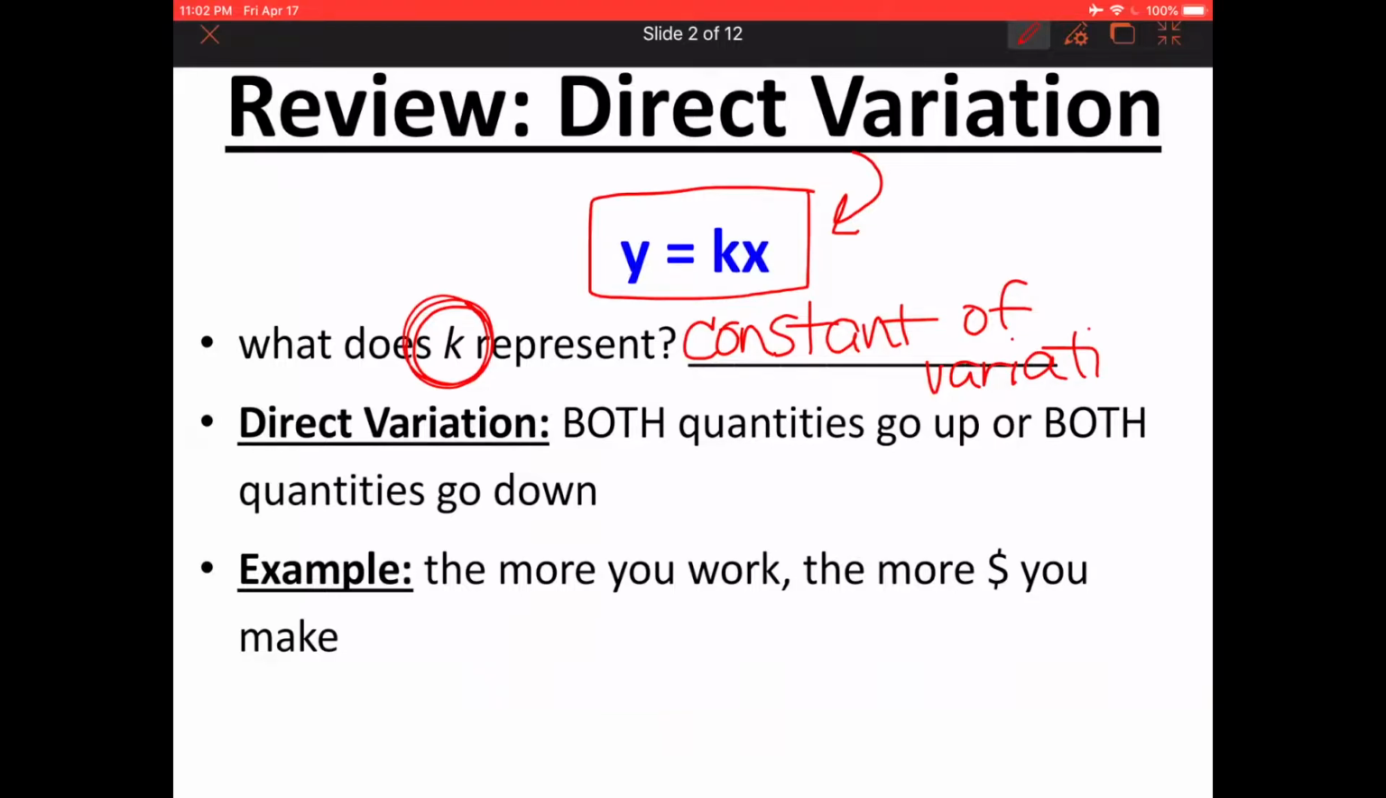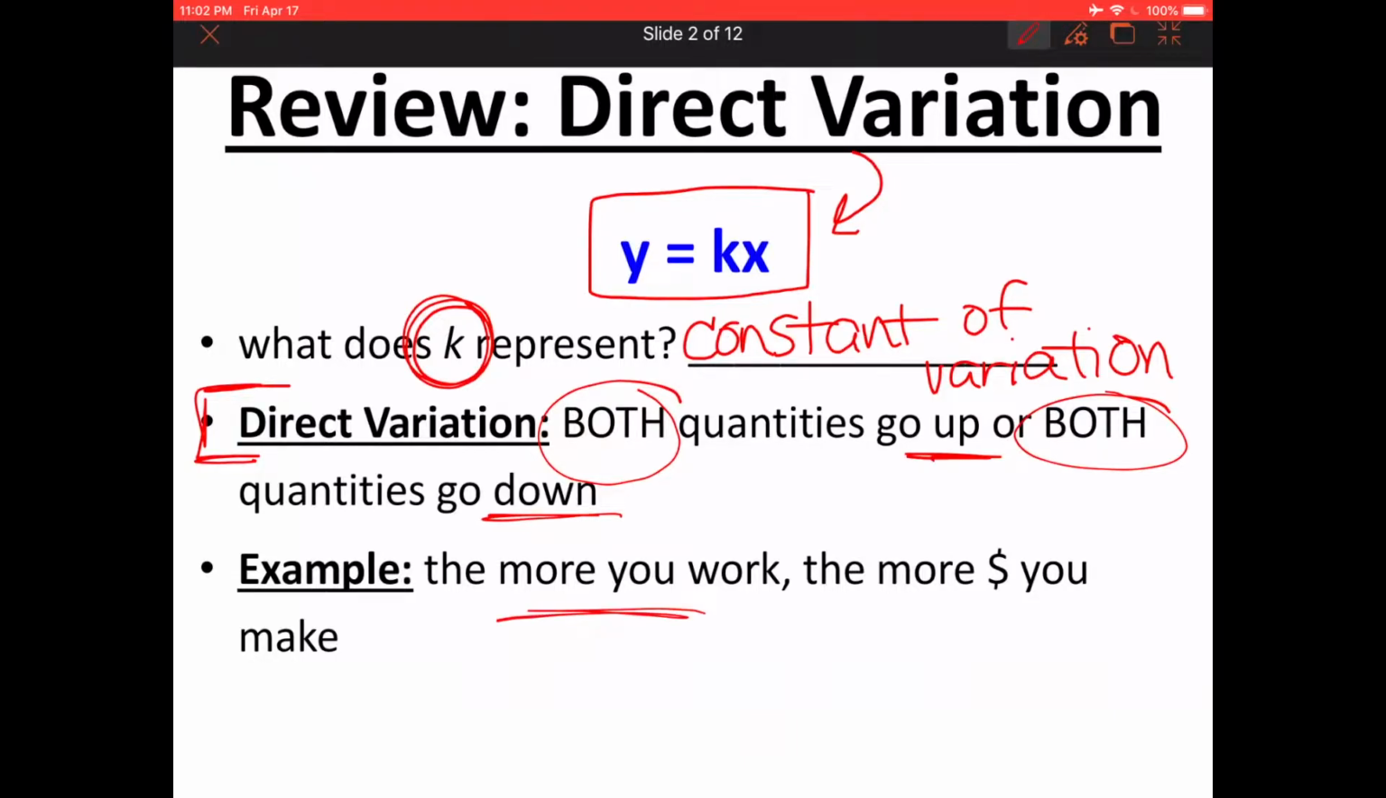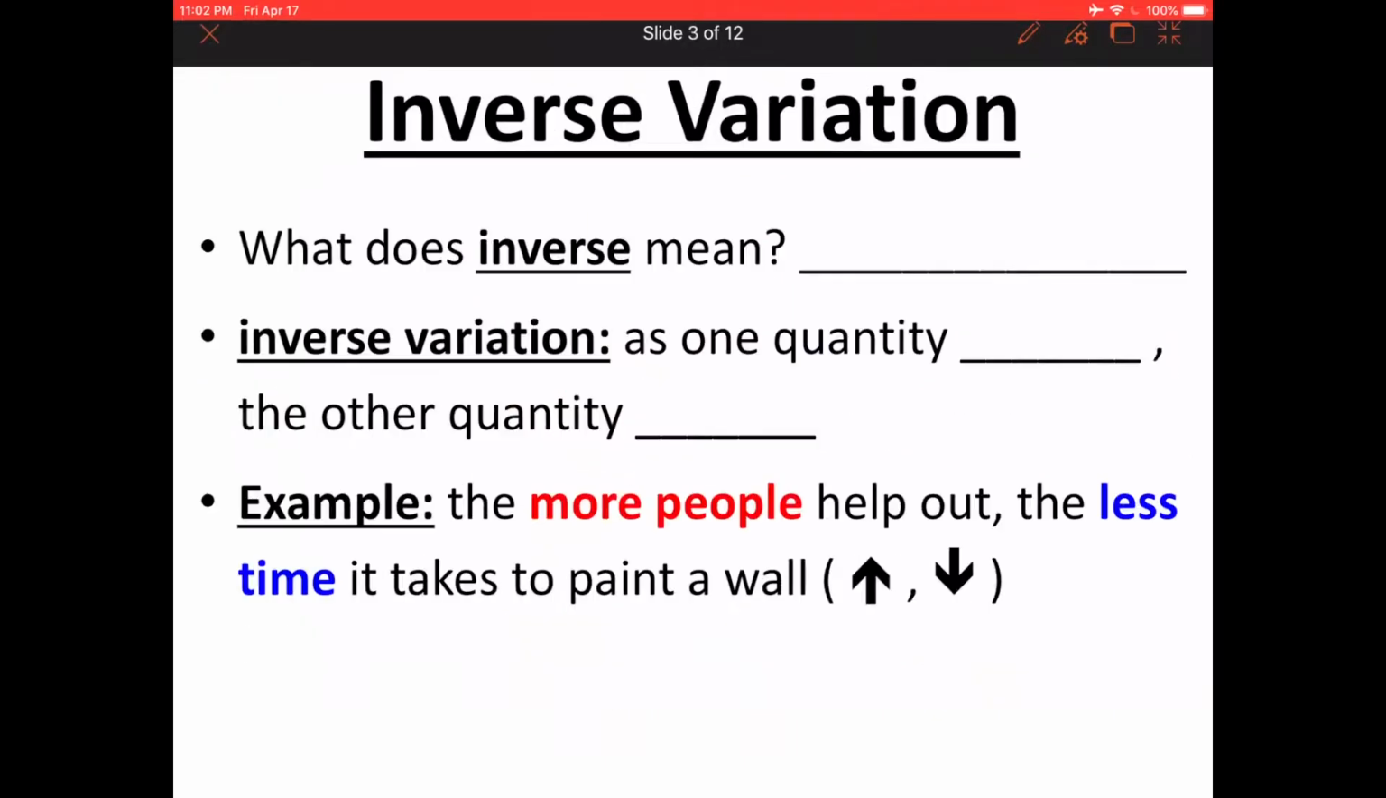Okay? So the letter k represents the constant. Remember, a constant in math is just a number. So like the number 4, the number 6, any number. In direct variation, again, which is review, both quantities are going up or both quantities are going down. So for example, the more you work, the more money you make, right? As the amount of hours that you work goes up, the amount of money that you make also goes up. So that would be an example of direct variation. A quick little review because that is not the focus of today's lesson.